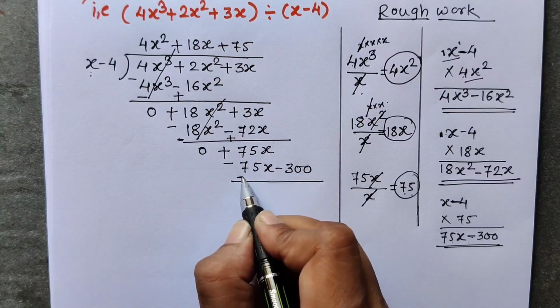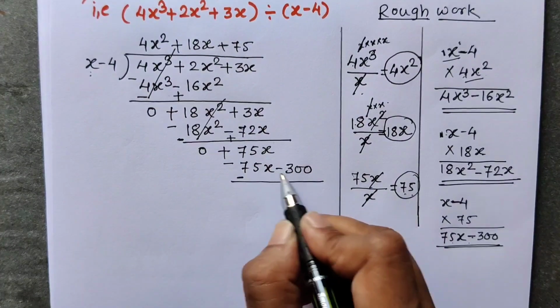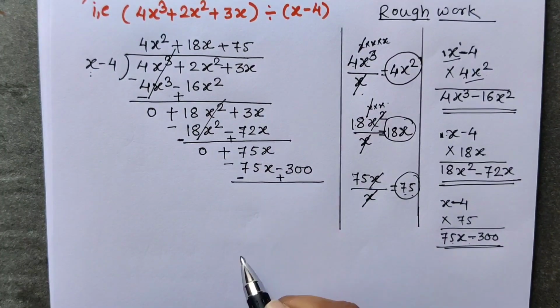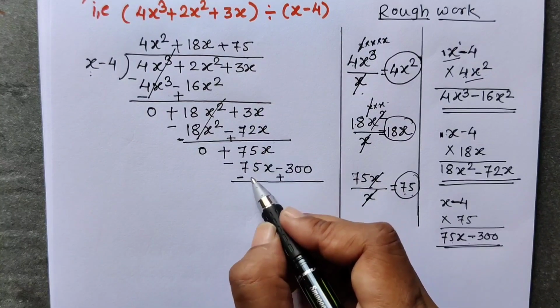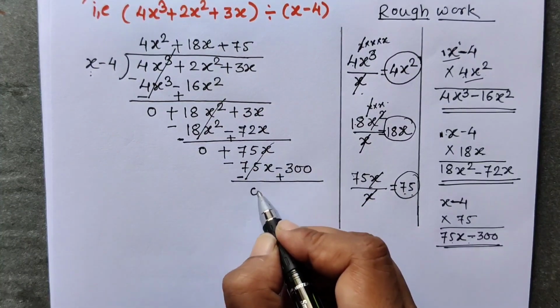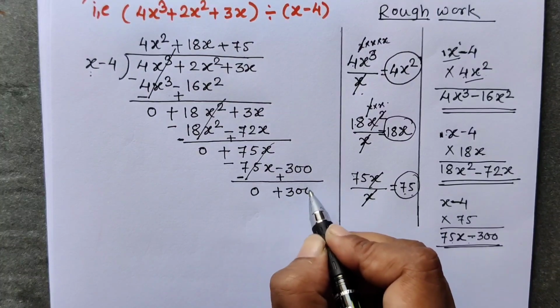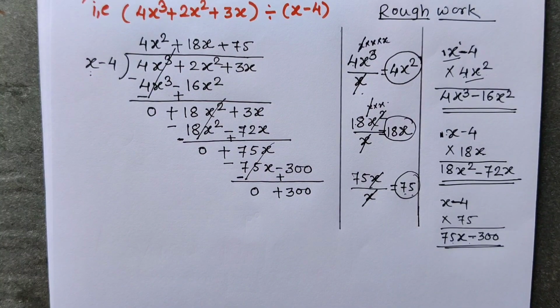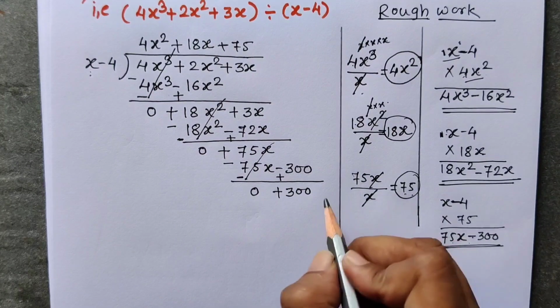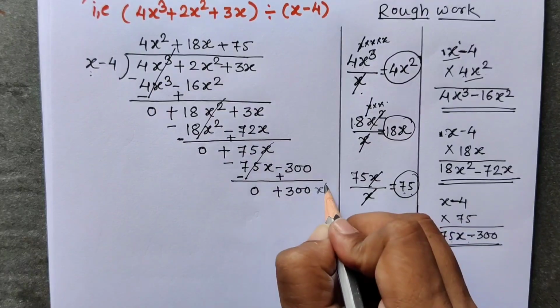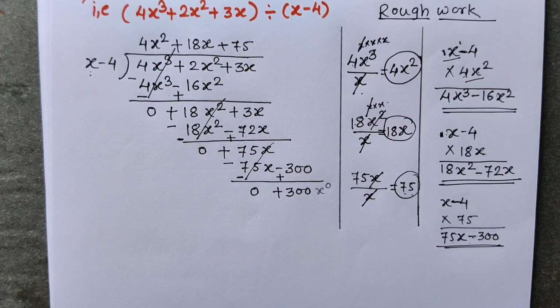Now we change the sign. Plus 75x becomes minus 75x, and minus 300 becomes plus 300. So plus 75x minus 75x, answer is 0. And this plus 300 is remaining now. Now see children, this is only the number. Plus 300 is only the number. That means it is having the variable x, which is having the index 0, x raised to 0.